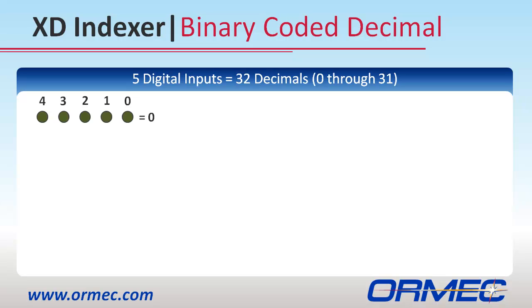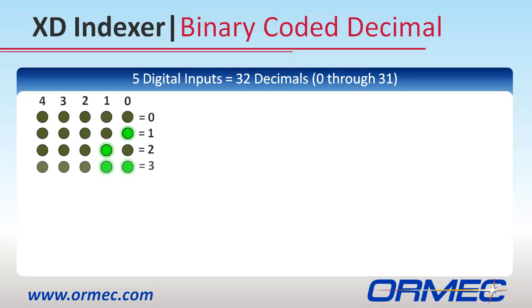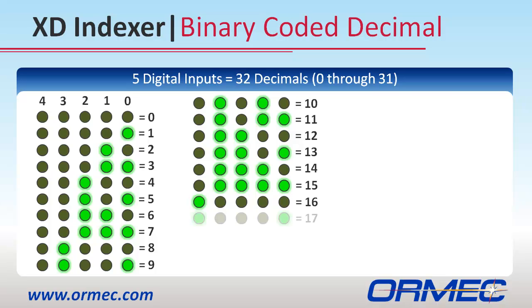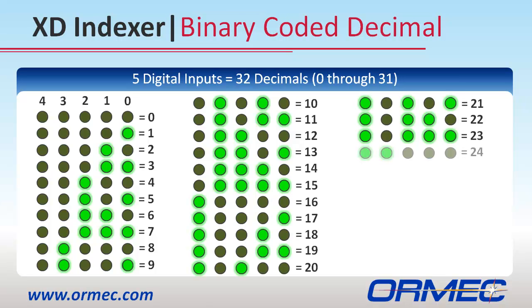If all of them are off, the decimal equivalent is 0. If only BCD select 0 is on, the decimal equivalent is 1. If only BCD select 1 is on, the decimal equivalent is 2. If BCD select 0 and 1 are on, the decimal equivalent is 3, and so on. This standard binary conversion can be used to describe any integer from 0 to 31.